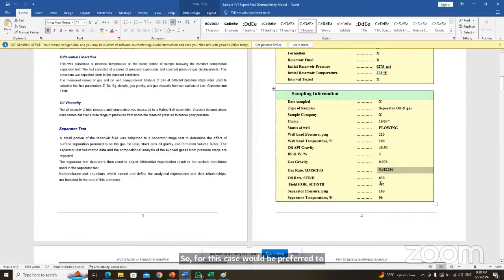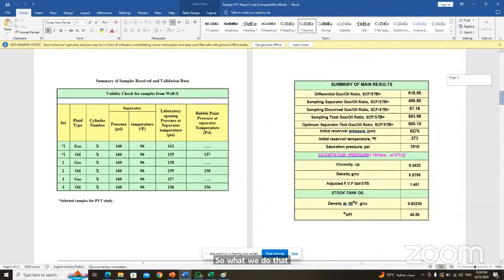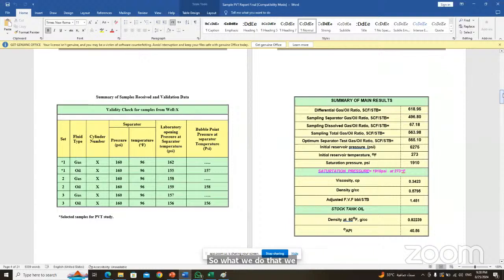On the other hand, if you have a GOR of 2000, usually a downhole sample will be more challenging because of the multi-phase flow. And we will tend to take a surface sample like this one. So what we do is that we take 3 bottles of oil from the liquid outlet, and we take 3 bottles of gas from the gas outlet.